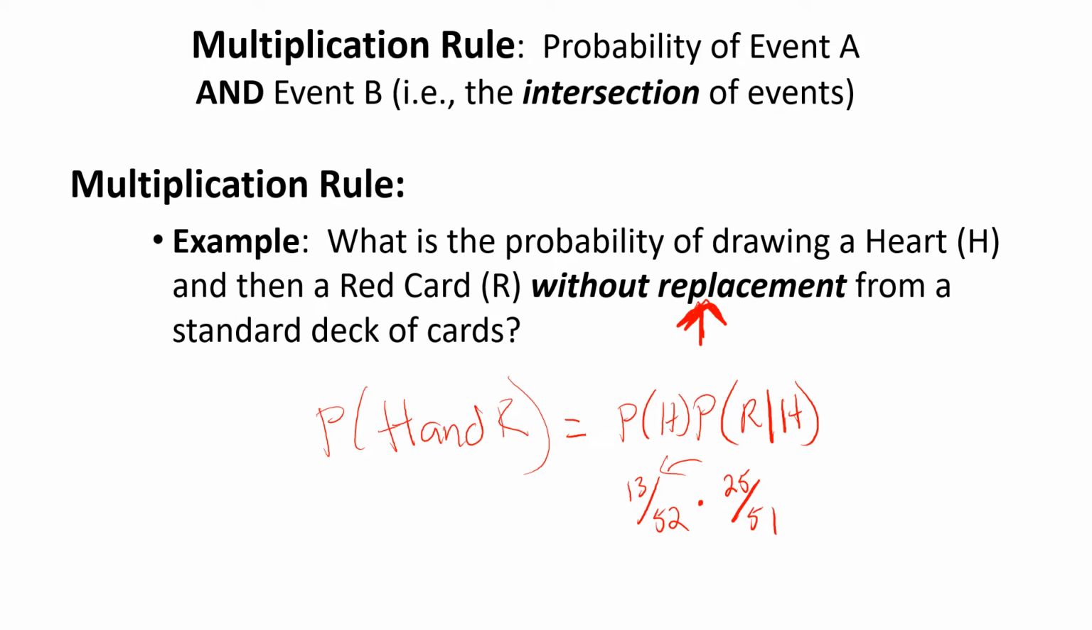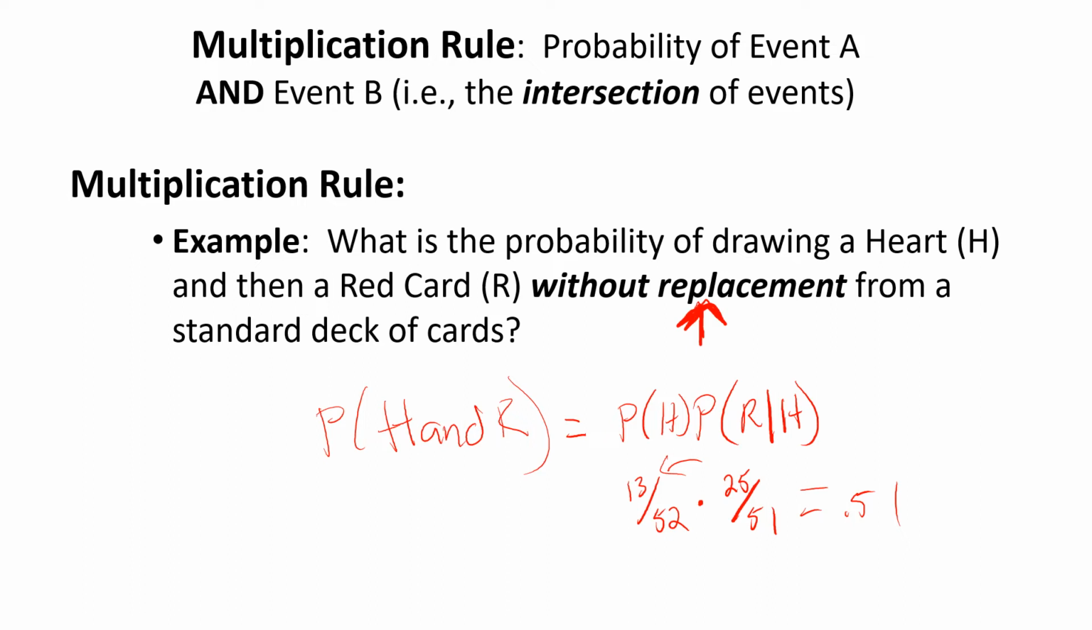It's 0.25 times, what is 25 divided by 51? It's 0.4902, so we get 0.51. So the probability of getting a heart and then getting a red card is 0.51.